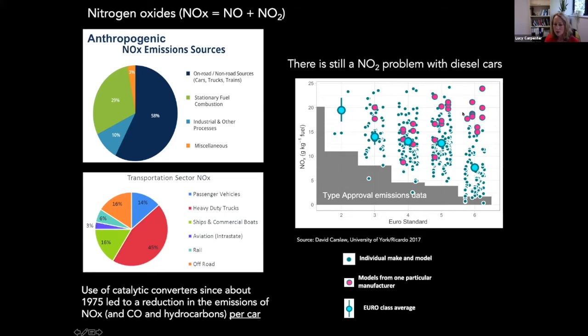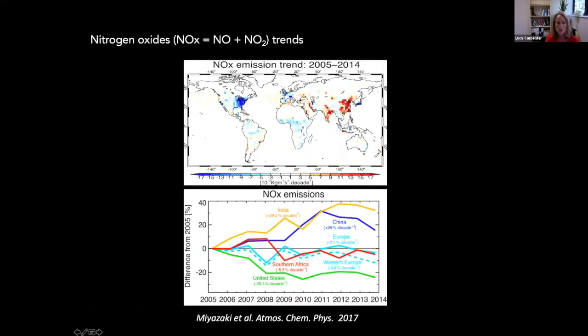And the pink shows a model from one particular manufacturer who seems to be getting worse. That one particular car is getting worse and worse in terms of its NO2 emissions. So there's still a problem here in diesel cars.